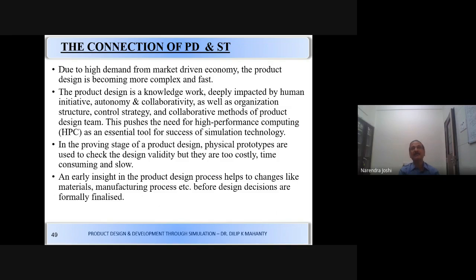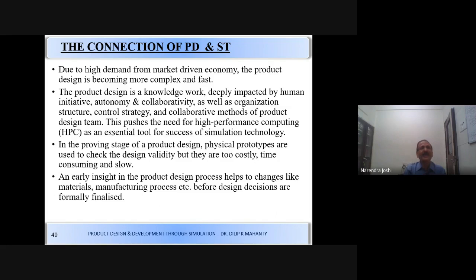In the proving stage of product design, physical prototypes are used to check the design's quality, but they are too costly, time consuming, and slow. Thus, the simulation phase takes over. An early insight can help us make changes in materials, manufacturing process, etc. before we make the design final.